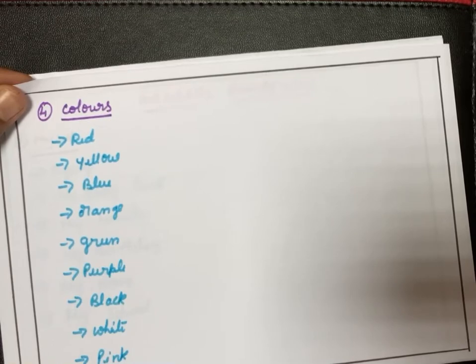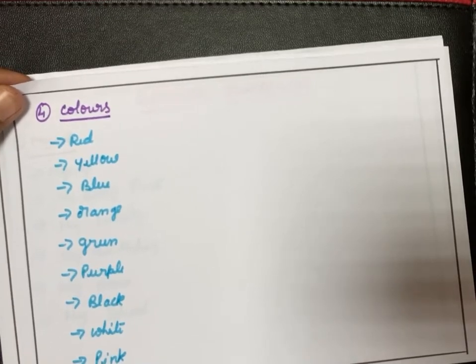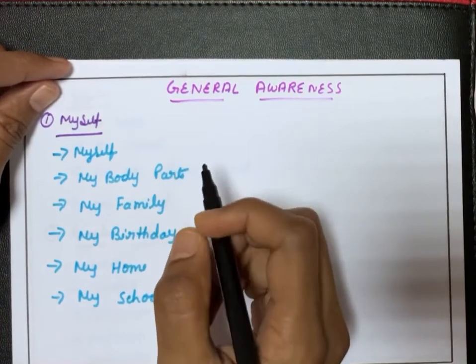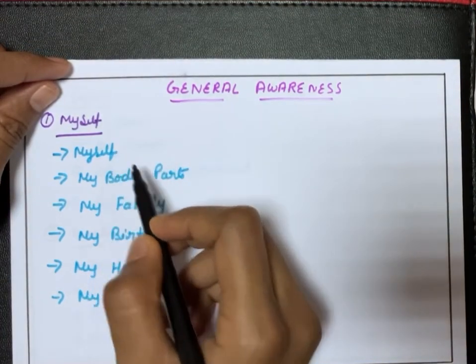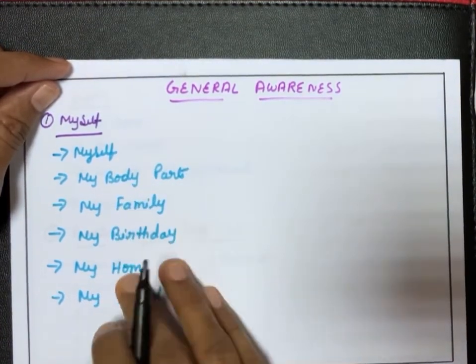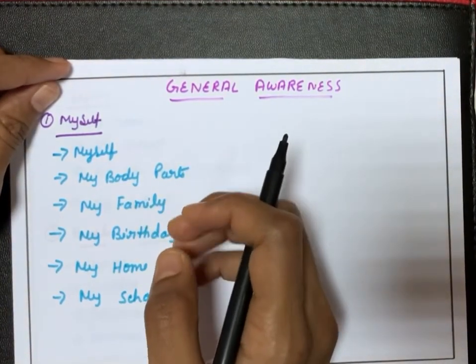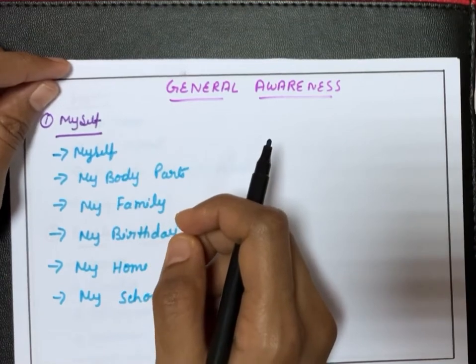Now let's move on to the general awareness syllabus. Next is general awareness. In general awareness you can teach your kids about myself, my body parts, my family, my birthday, my home, my school. So prepare some worksheets on these topics and make the concept clear.